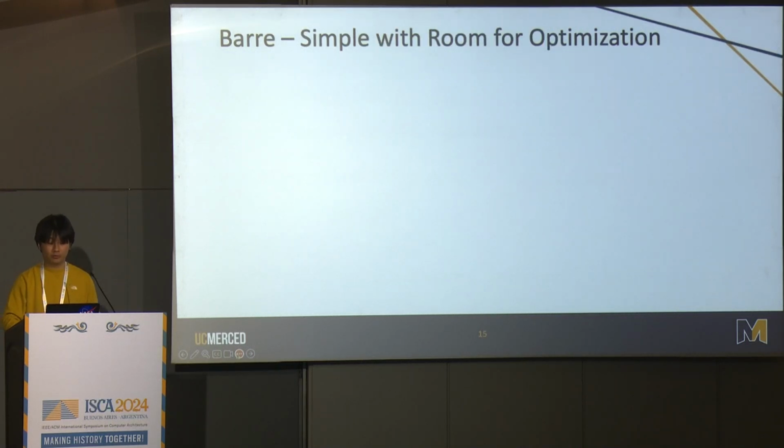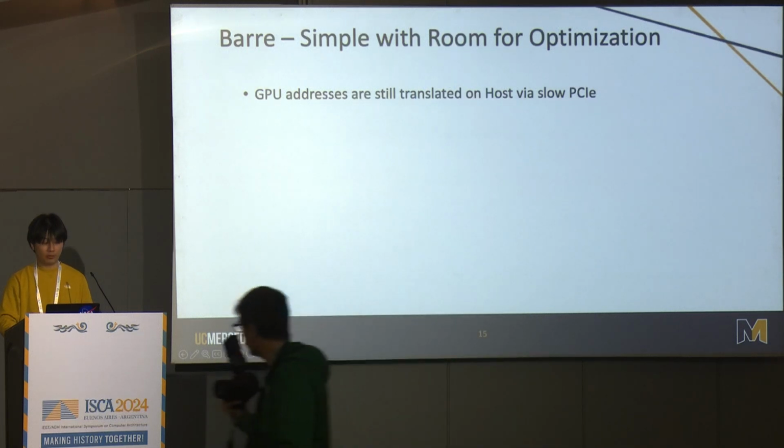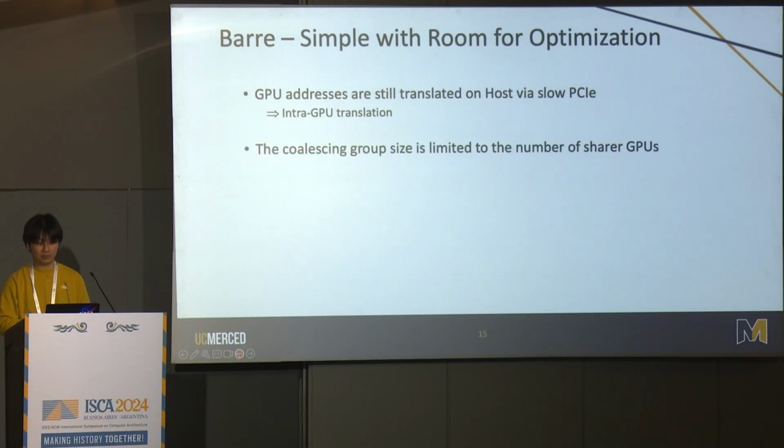Well, BAR is able to coalesce page table walks located in the page table queue and therefore boost performance. There is still room to improve. Firstly, the GPU addresses are still translated in the centralized IOMMU via slow PCIe. To solve this, we propose intra-GPU translation to keep the coalescing and translation within the GPU package. Secondly, the coalescing group size is limited by the number of GPU chips in the system. This limits the potential performance benefit.